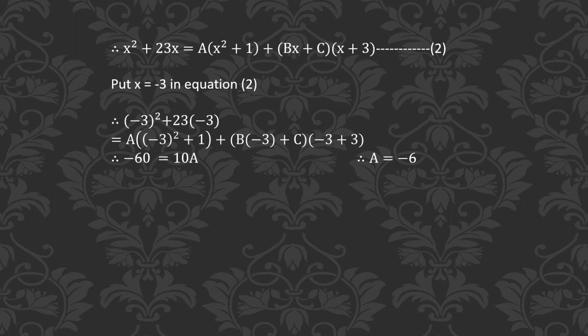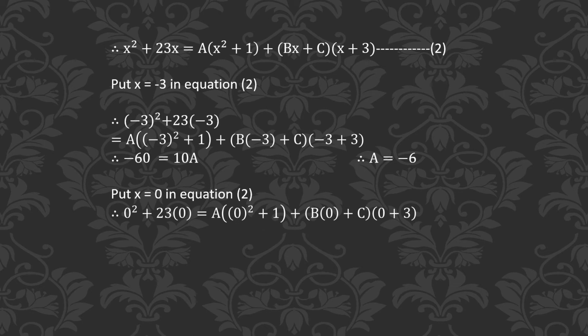Now what should be the second choice of x? It is always better to put x equal to 0 for the second choice. So we will put x equal to 0 in equation 2, then we will get 0 square plus 23 into 0 equal to a into 0 square plus 1 plus b into 0 plus c into 0 plus 3. So we will get it simplified as 0 equal to a into 1 plus c into 3. Substitute the value of a which we have obtained earlier as minus 6, and then simplifying we'll get the value of c as 2.